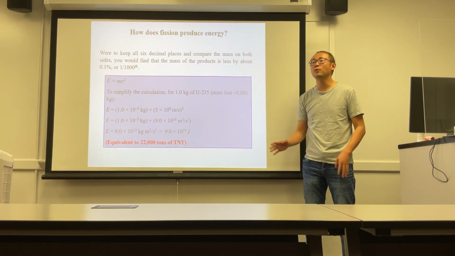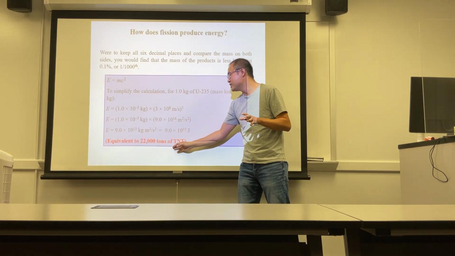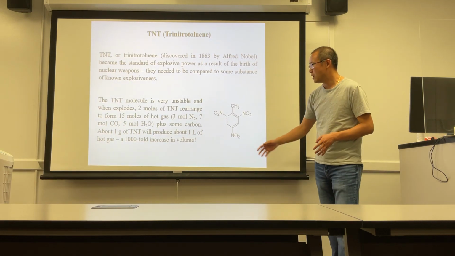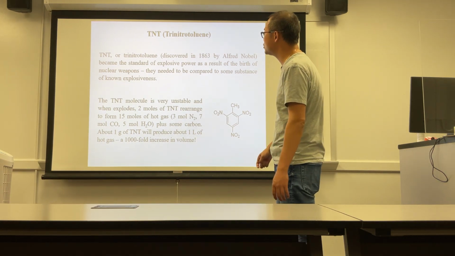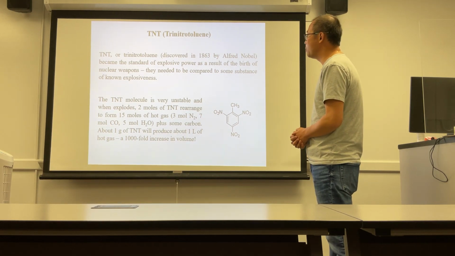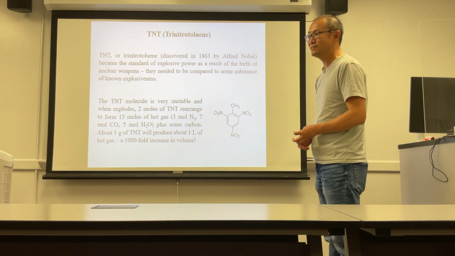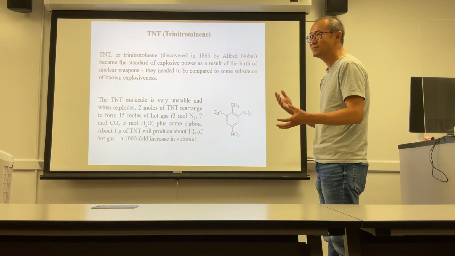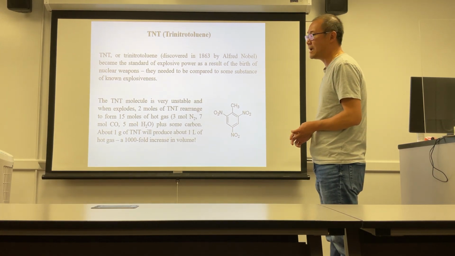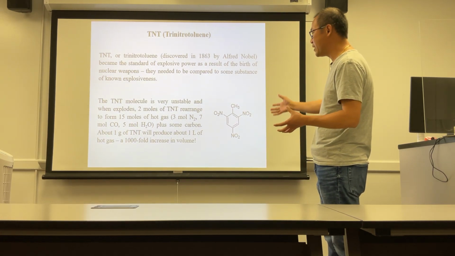Okay, 22,000. People usually describe explosive power using equivalence of TNT. Okay, what is TNT? Just some fun reading for you. This is the structure of TNT. TNT stands for trinitrotoluene, which was discovered by Alfred Nobel. Okay, you guys know this name, Alfred Nobel? Yes. Okay, the Nobel Prize is named after him because he blew himself up basically by testing these explosives, and in 1883.